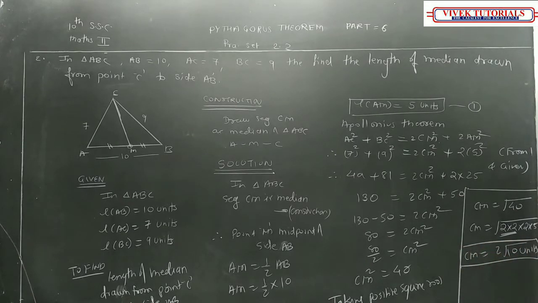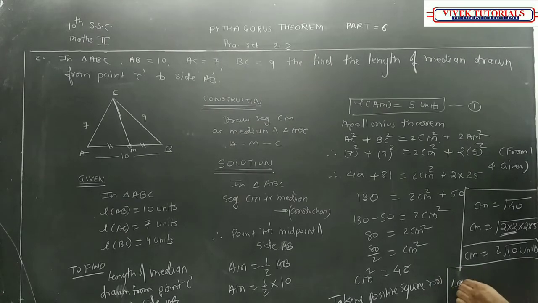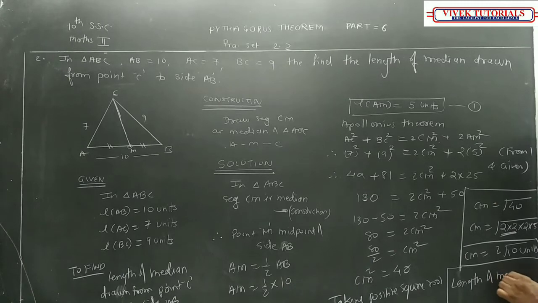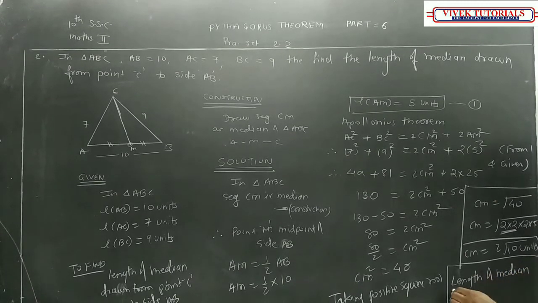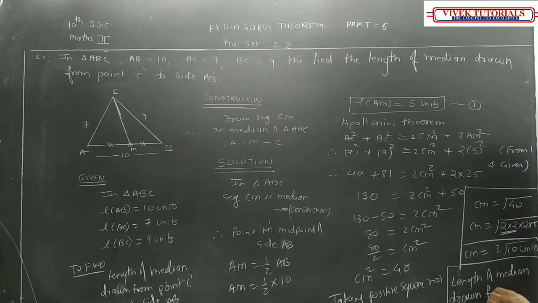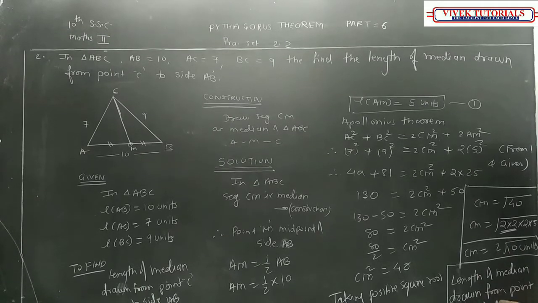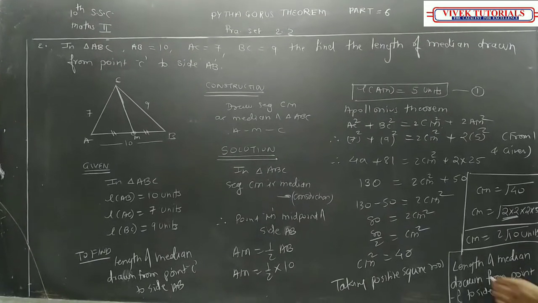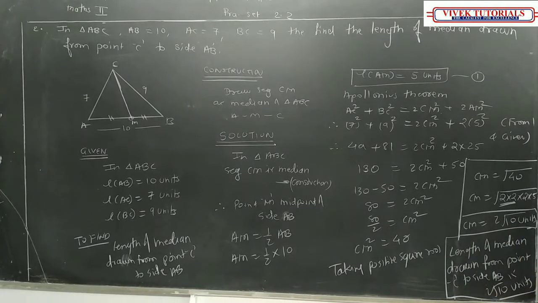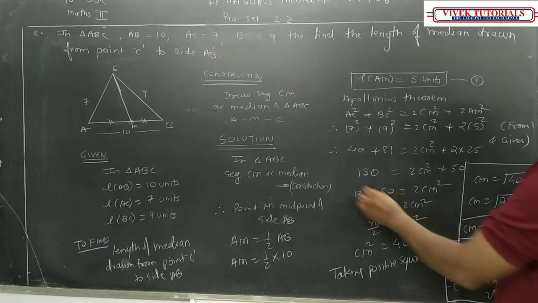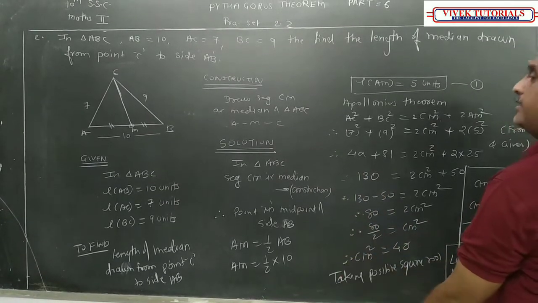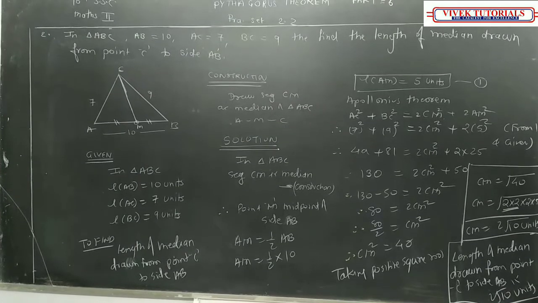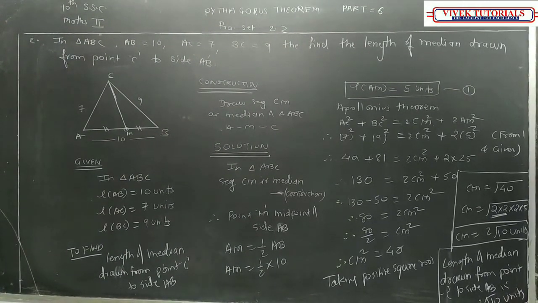But they have not asked you for CM. So you are going to write a statement. And what is the statement? Length of the median drawn from point C to side AB is 2√10 units. This you are going to put in a box. Already I have put it in the box, you will write it properly. Okay, so I think this is a very simple question that we did. So copy it down properly. If not understood, then do it once again. Rewind the video and just see it. Okay, copy it down properly.